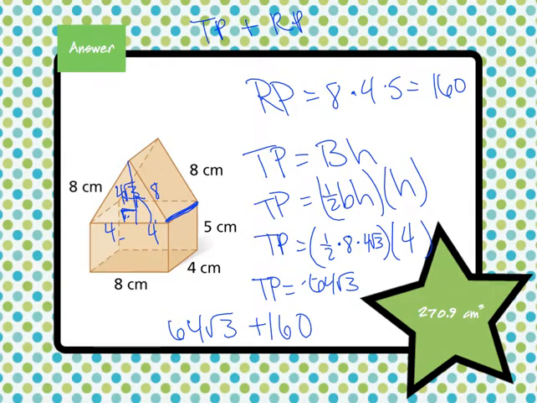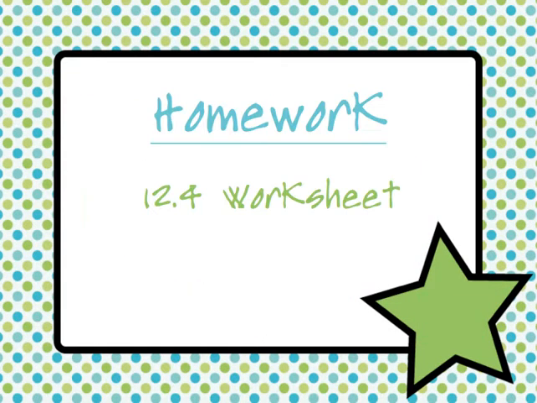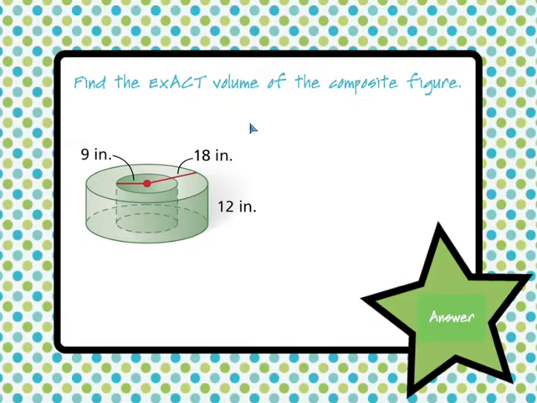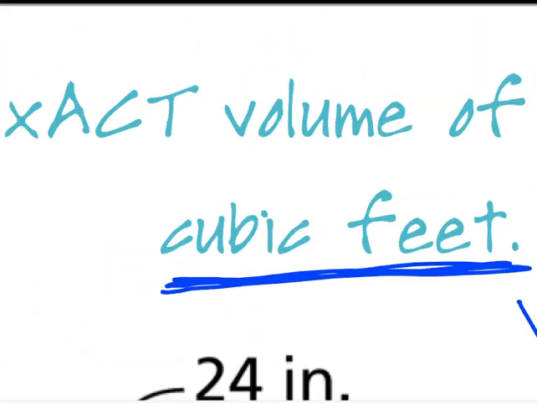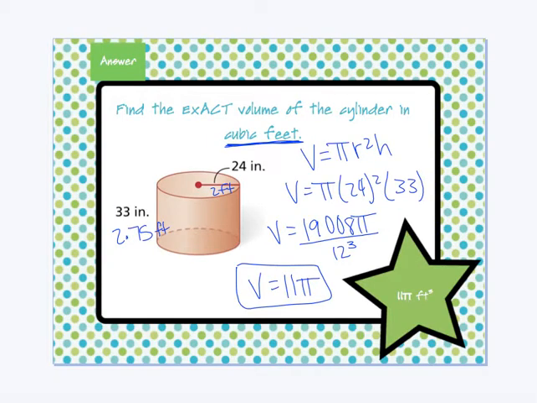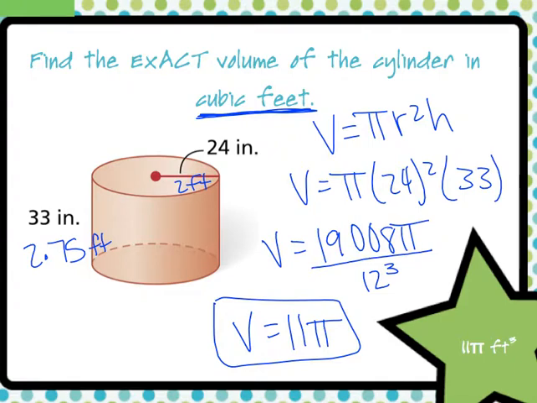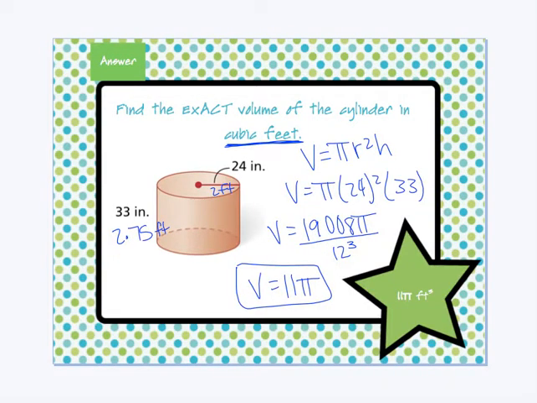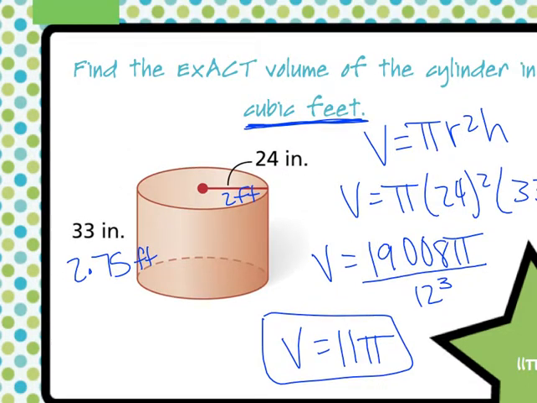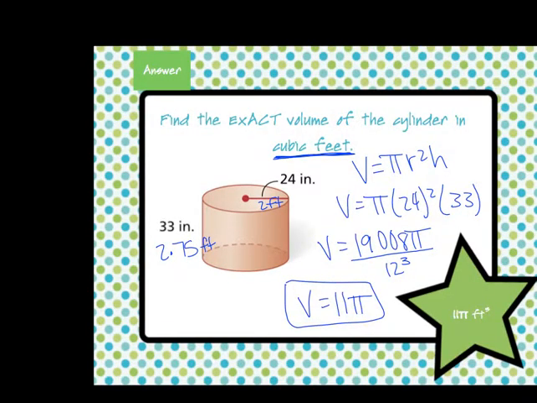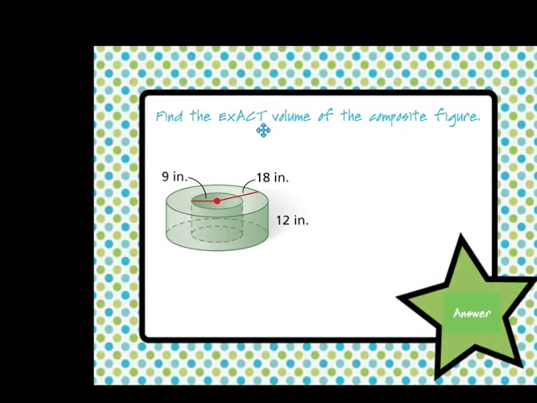All right, now this is a cylinder. I think this is the last one we're doing. So it says find the exact volume of the composite figure, which would be, oh, I don't know what I did. Sorry. I think I zoomed up. That's too big. Oh my. Okay, let's try that. So we're on this one.